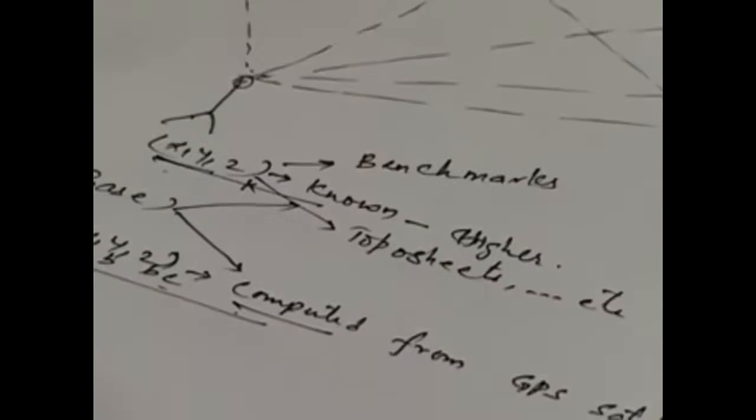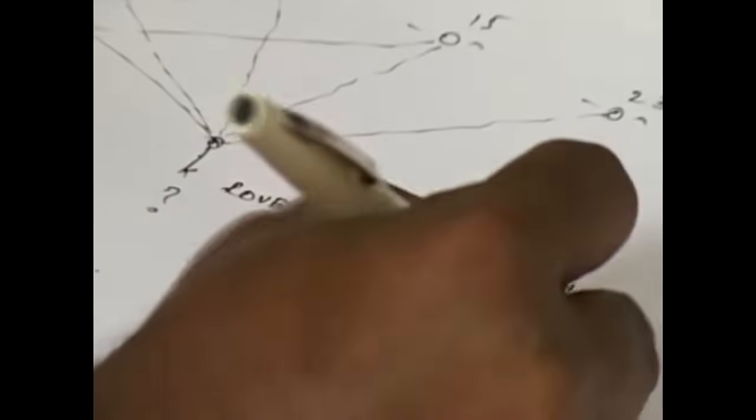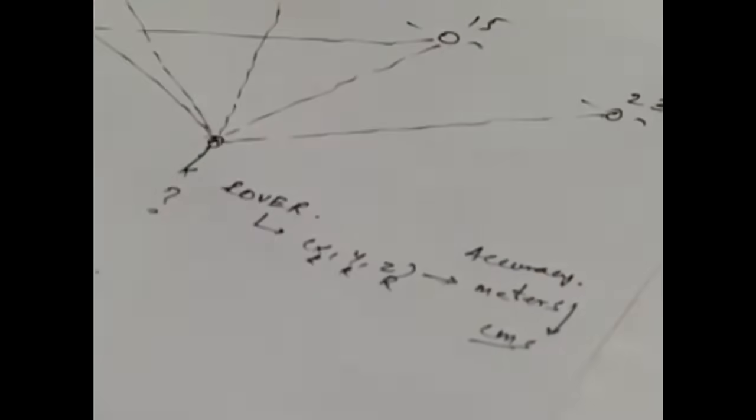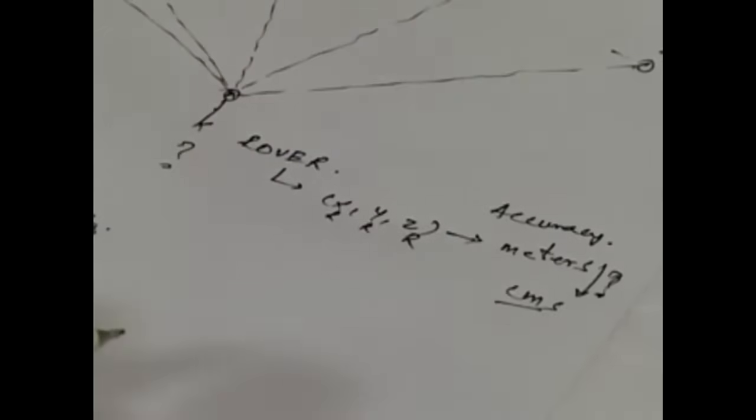Okay, now our aim. These coordinates will have an accuracy of a few meters. Now the accuracy, right? We have to bring it down to a few centimeters. That is the aim of the present practical exercise. The question is how to improve the accuracy.